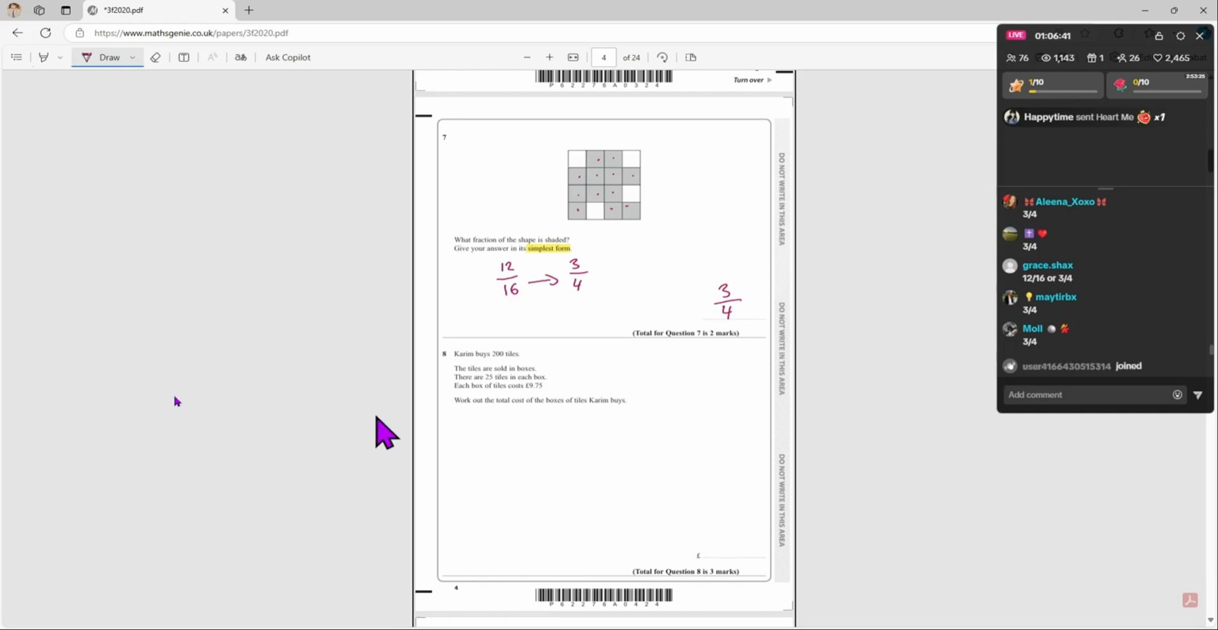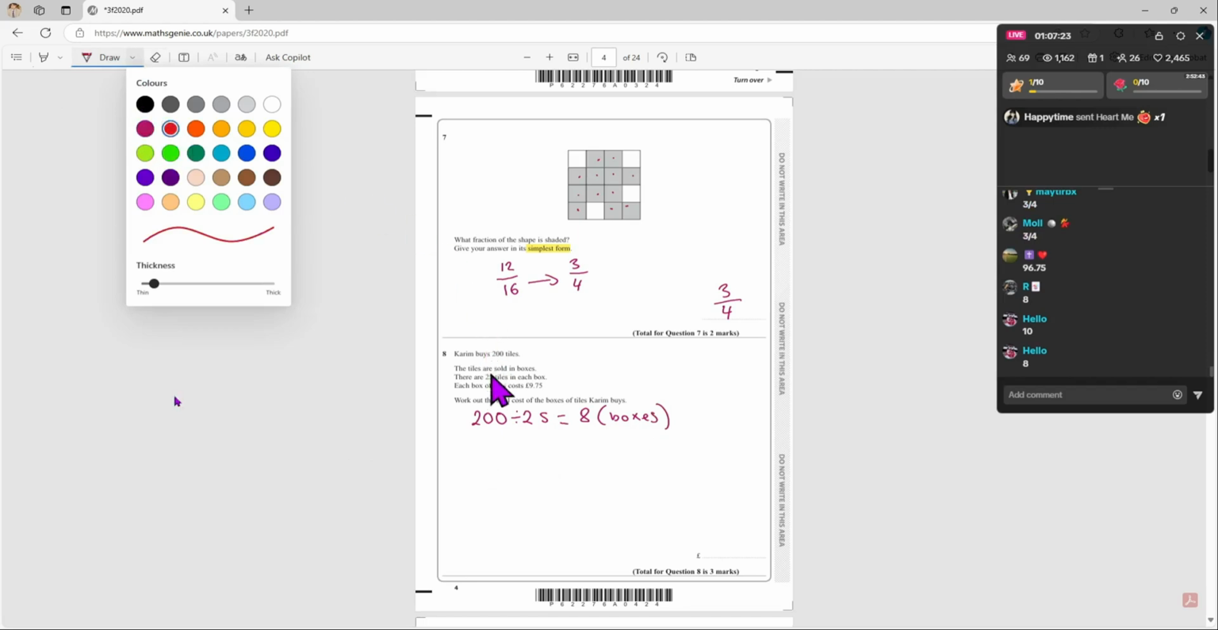To answer this question, first of all, we need to work out how many boxes Kareem actually has. To work that out, we do 200 tiles, which is the number of tiles he buys, divided by 25, which is the number of tiles that fit into a box. 200 divided by 25. And guys, remember, this is paper-free foundation, so you're allowed to use a calculator. 200 divided by 25 is 8. So Kareem has 8 boxes in total.